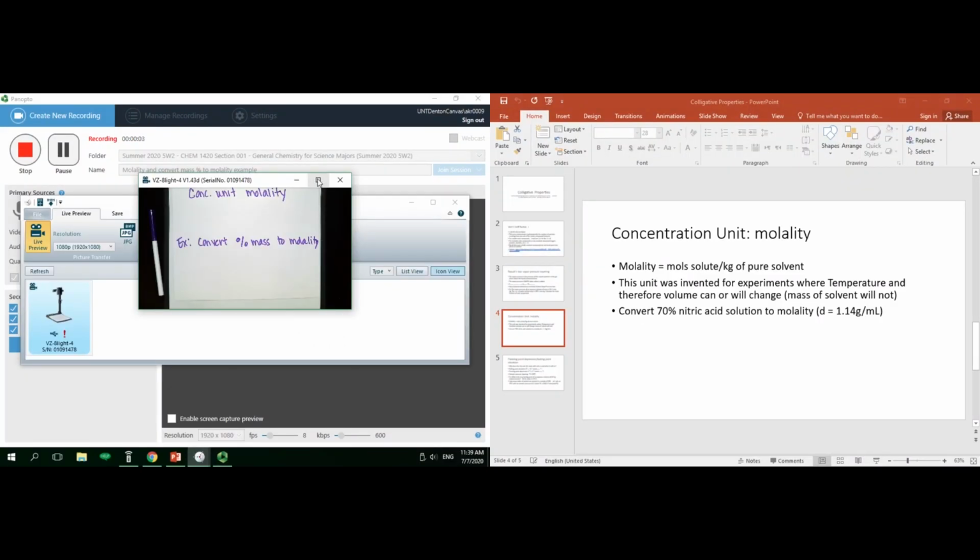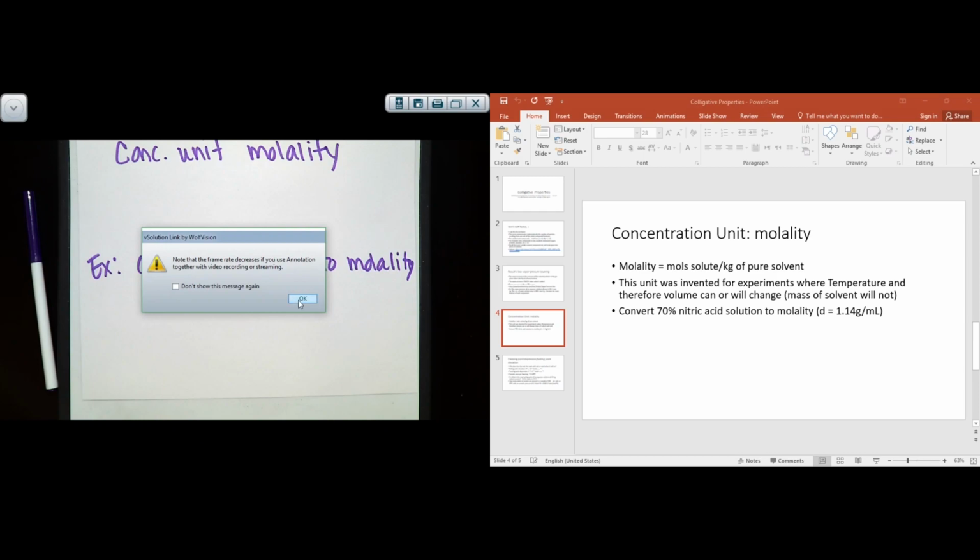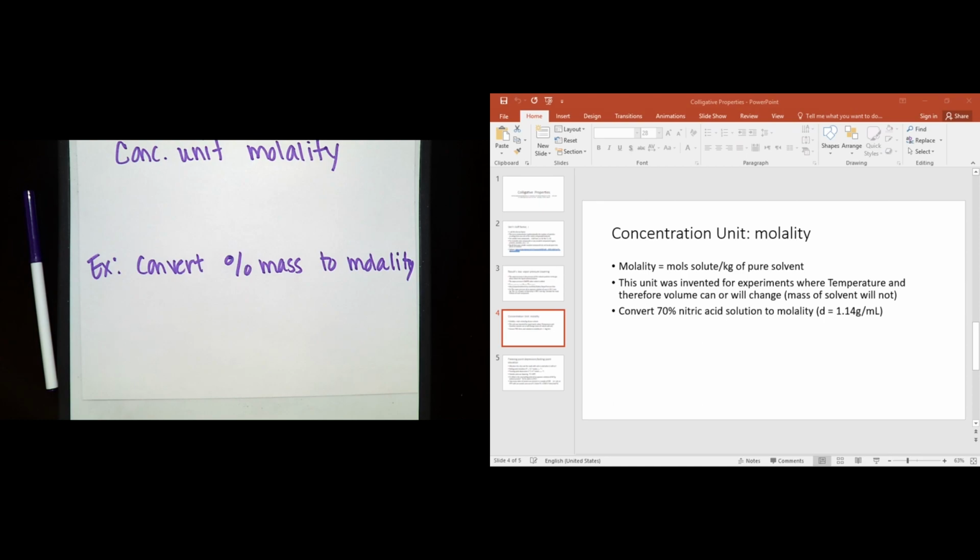Okay, so this is our colligative properties slides, and this is the fourth slide. This video is the fourth slide in the colligative properties PowerPoint file that's attached in the module. So I want to talk just briefly about this concentration unit called molality, and then the example is a conversion. This is a really tough problem for most students, and that's why I want to make sure it's in our video.